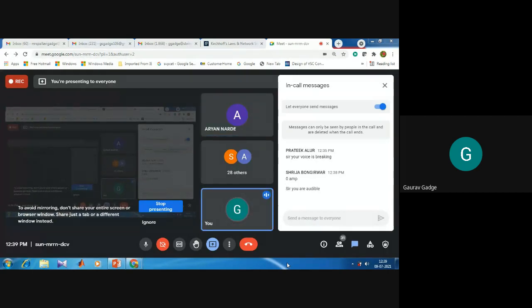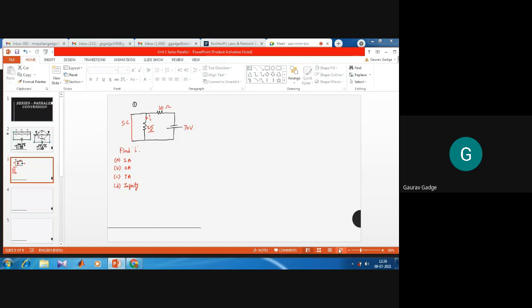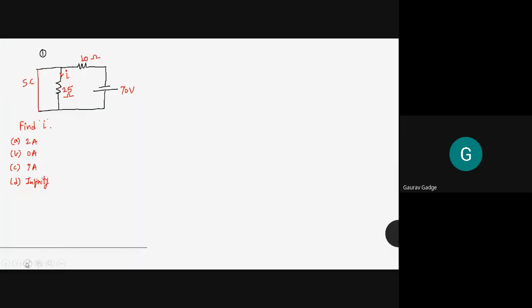Fine. So Shrija has written the value of the current is 0 ampere. Yes, that is correct. And in fact, all of you know why we have this particular condition, why the current is 0 ampere, because this particular path, that is of 25 ohm resistance, is shorted.